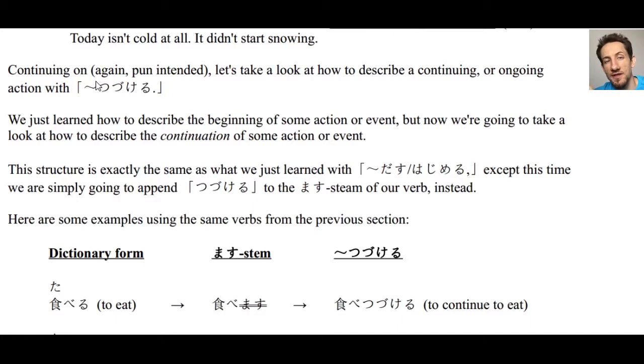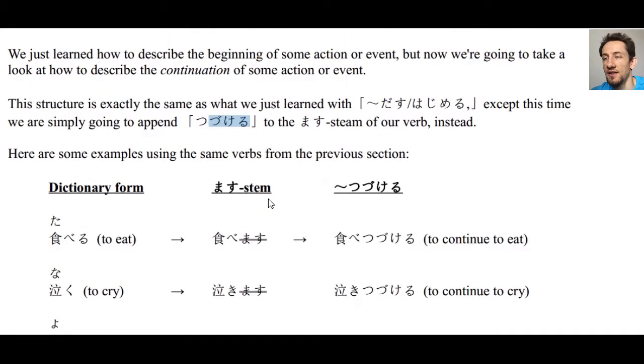If you haven't seen part 1, definitely be sure to watch that before watching this, because the structure is basically the exact same. Last time, to express the beginning of an action, we just appended dasu or hajimeru to the mas stem of a verb, type 1, type 2, or type 3. In this video, we're going to learn how to use tsuzukeru to express continuing an action, and again we're just going to append it to the mas stem of a verb, so it works the exact same way, but instead of dasu or hajimeru, we're going to append tsuzukeru, and that's it. Very simple. If you've seen part 1 and understand it, then this will be cake, very easy.